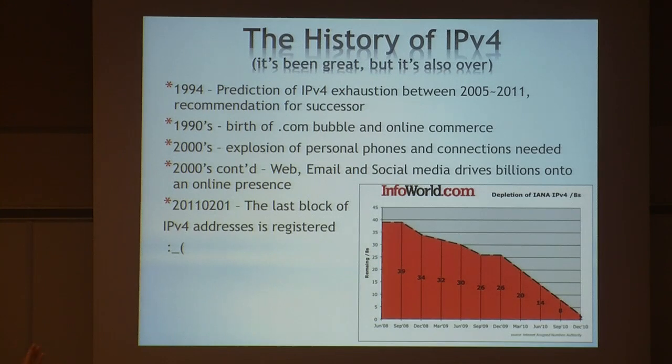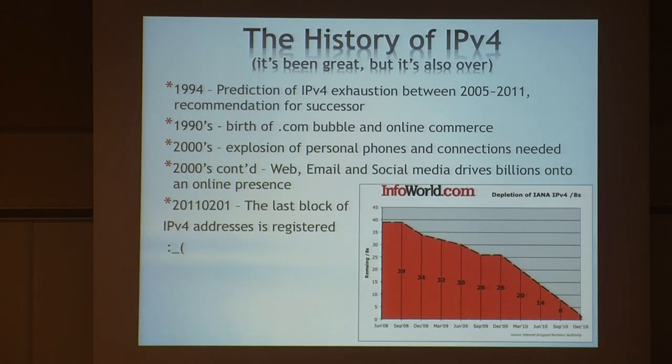So IPv4 was introduced, again, in 1983. And in 1994, when everybody started coming online, they realized, you know what, this is really taking off, and we're going to be running out of numbers sometime between these dates. And it turns out they were a little conservative, but they were right. In 2011, we actually ran out of numbers.